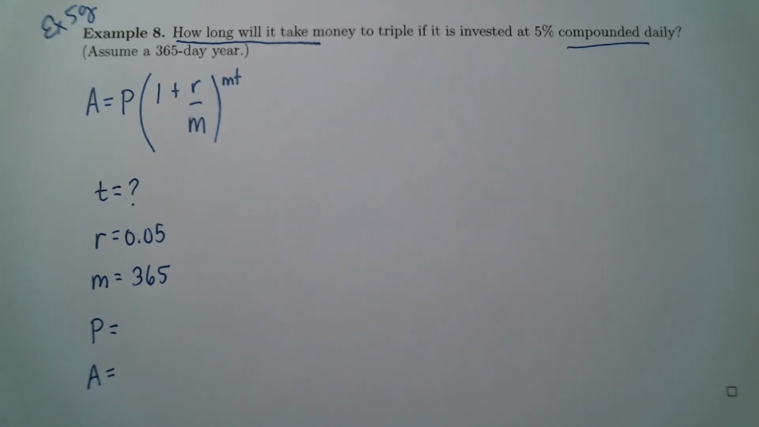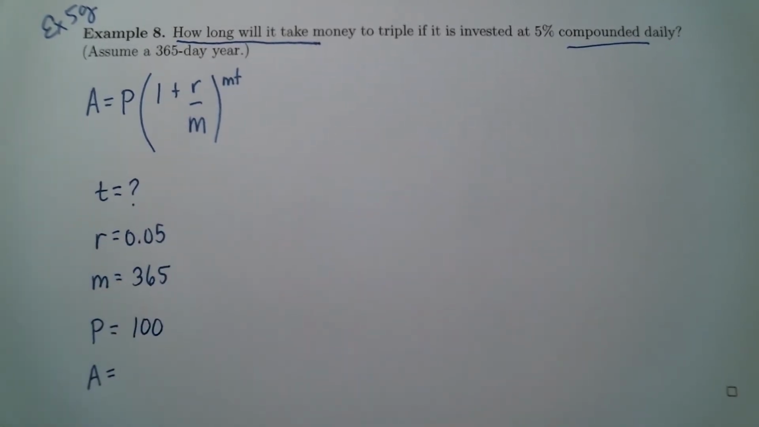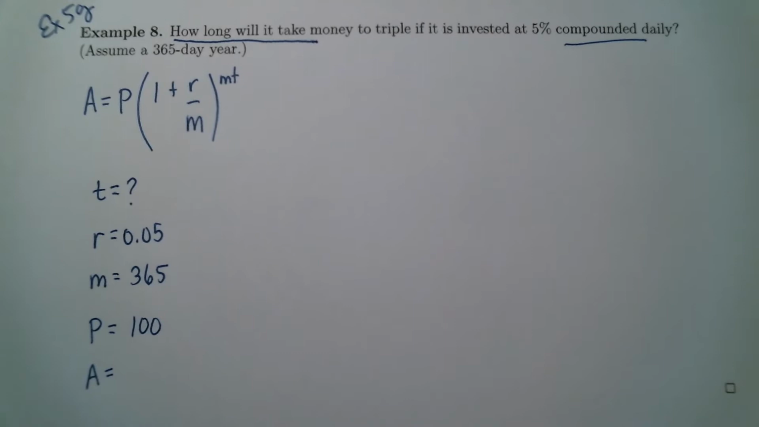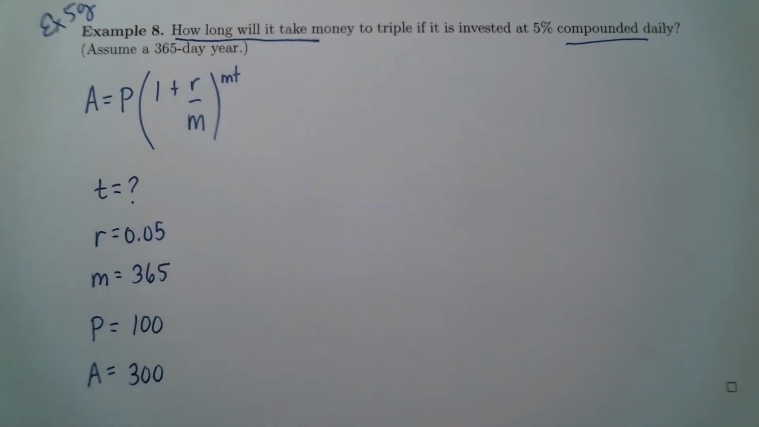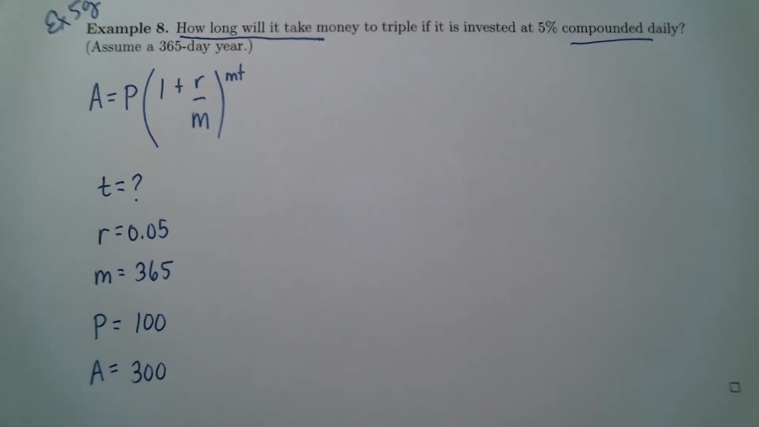I'm just going to pick a random number. I'm going to pick $100. You can pick anything you want. You could pick $5,000 if you wanted to. So if I invest $100, I want to know when my money's going to triple, so you just multiply the P value by 3 to get the A value. So the A value is going to be 300. If you had chosen P as 5,000, for example, you would triple that and have an A value of 15,000. It is going to work out, I promise, and you'll see that once we start working the problem.